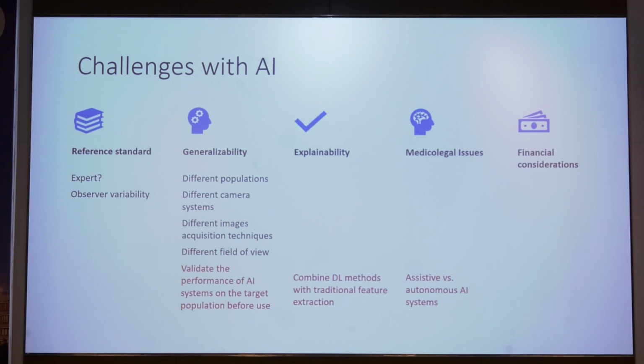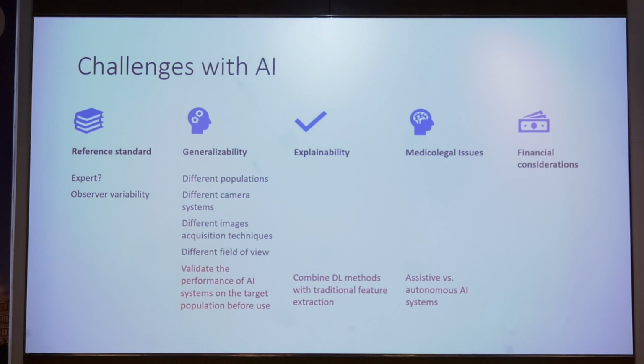Then we cannot generalize the results to all the population. Suppose based on the database of Caucasians, we cannot use the same algorithm in the Indian population. If a different camera system has been used, suppose our algorithm is based on RetCam machine images, we cannot implement it on the Trinetra Forus images. And if there is a field difference, if we are using a 120-degree field or a 60-degree field, again there will be issues with generalizability. So what can be done about this is we can validate the tool first on the target population and then only use it, rather than directly using it.